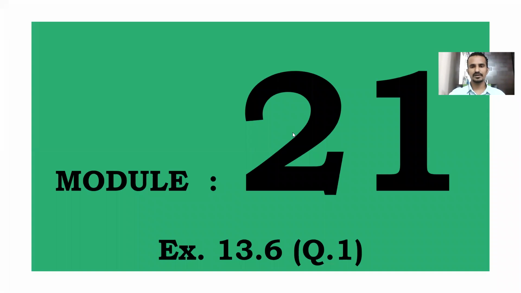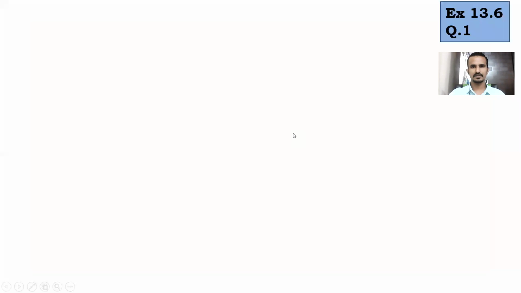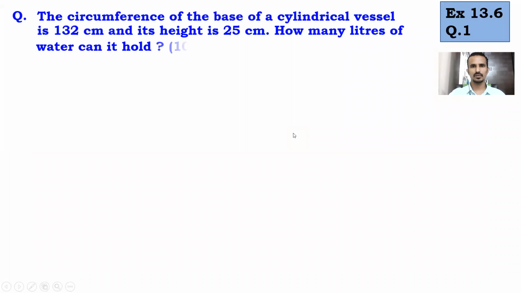So we have exercise 13.6, question number 1. The question is, the circumference of the base of a cylindrical vessel is 132 centimeter and its height is 25 centimeter. How many liters of water can it hold? Now this is a very simple question where we also have the conversion 1000 centimeter cube is equal to 1 liter. So the answer is expected in liters. When we say how many liters, we are actually finding the volume.